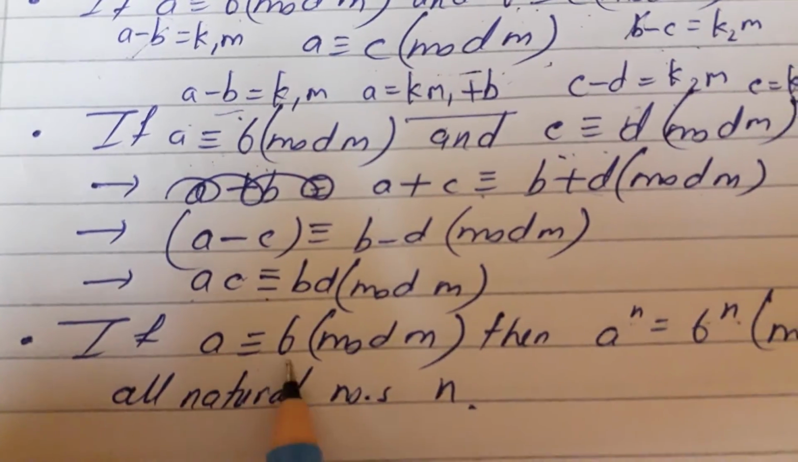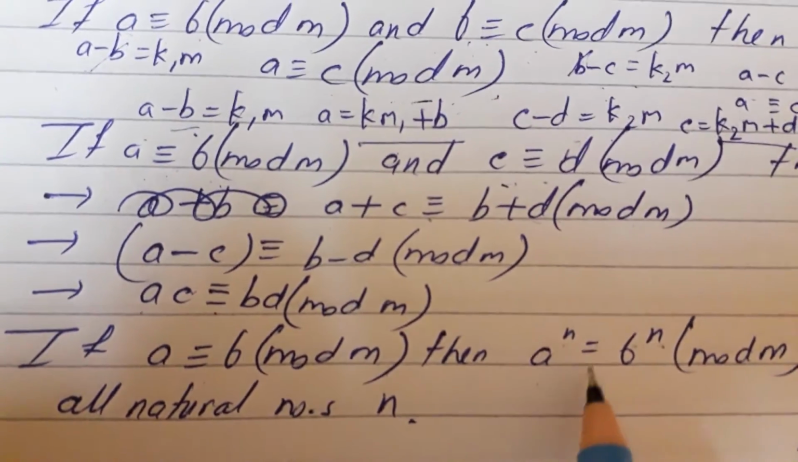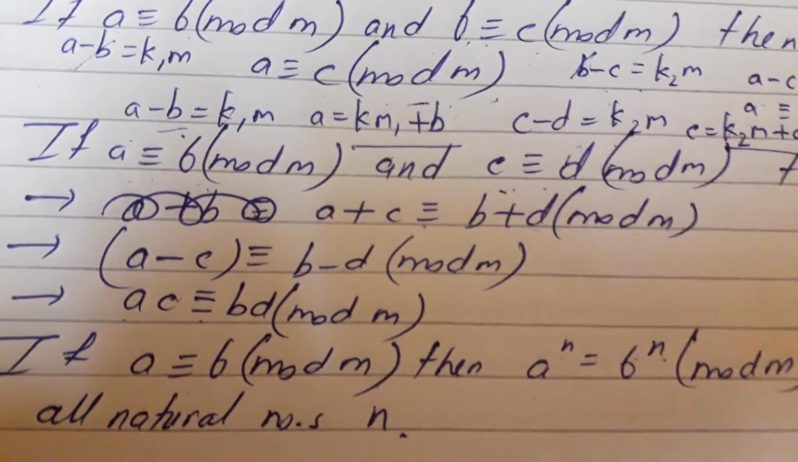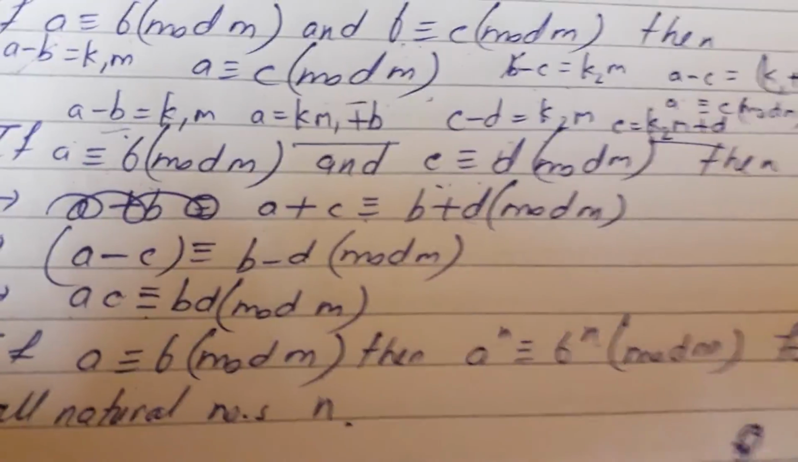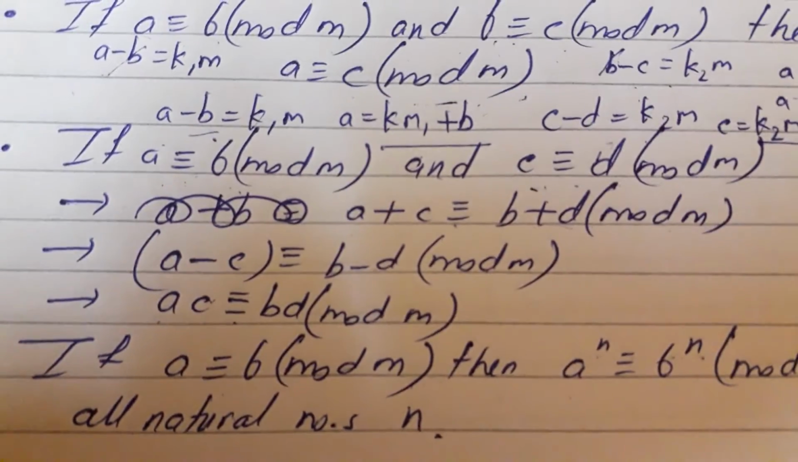And the last property is, if A congruent B mod M, then A to the power n is congruent to B to the power n mod M for all natural numbers n. Why?